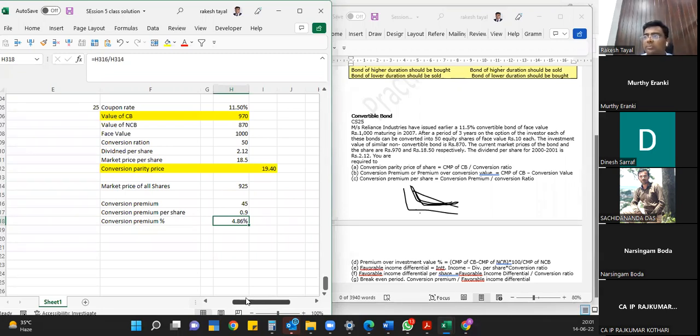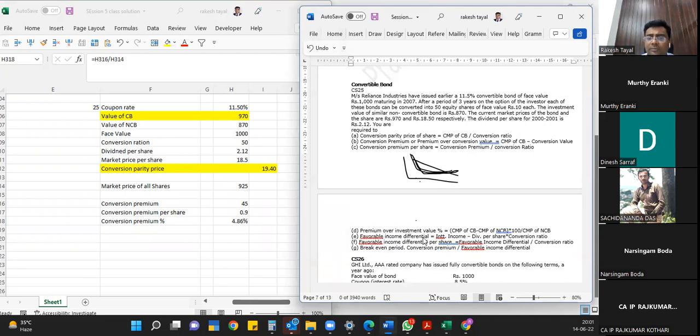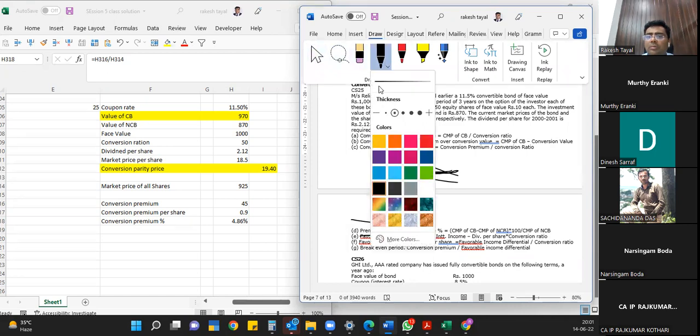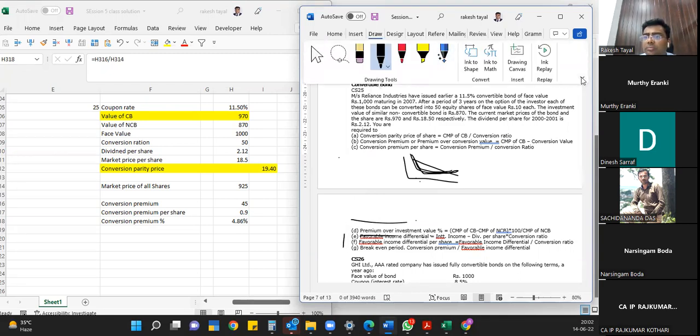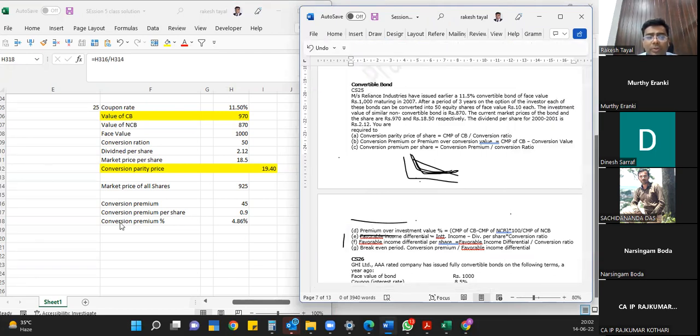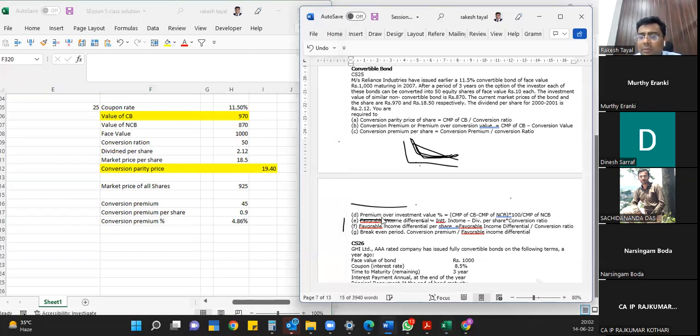Clear? Yes sir. Yeah. So now next point is premium over investment value. We have already done a favorable income differential. How to stop this? Yeah. So premium over investment value is favorable income differential. I'm not able to do without this.